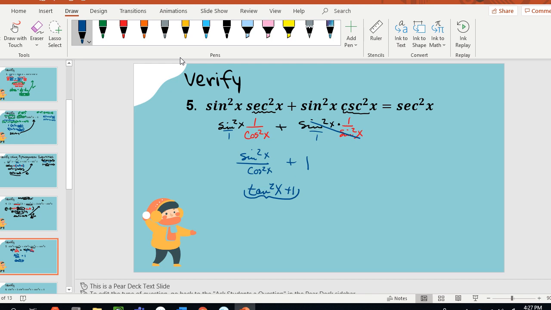Tangent squared x is equal to secant squared x minus 1, and then plus 1. So this piece alone for tangent squared x is secant squared x minus 1. Okay, so now we're just going to do the plus 1 minus 1. They cancel, and I'm at secant squared x. Hot dog! We have it.